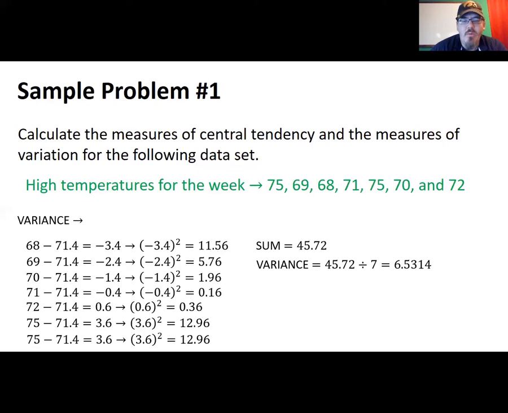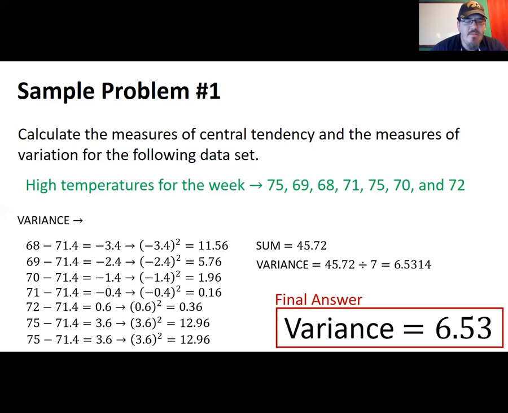And so we end up with a variance of 6.5314. Again, a lot of times you're going to get weird decimals, and so it's appropriate to round off. So our final answer for the variance is going to be 6.53. So again, notice that for our range, that value was a fairly simple calculation. We just got 7. The variance is in the same ballpark. It's just telling you how the values are spread out, how far apart they are.